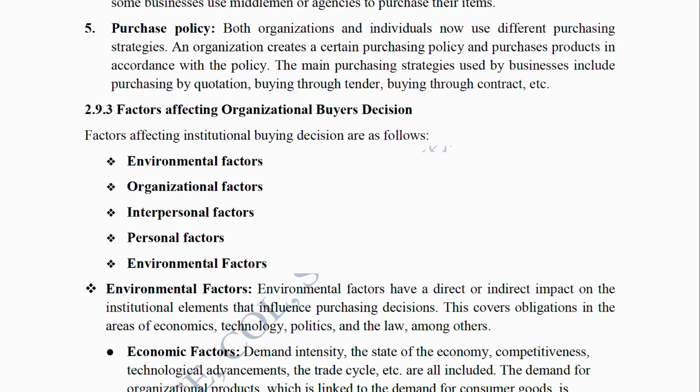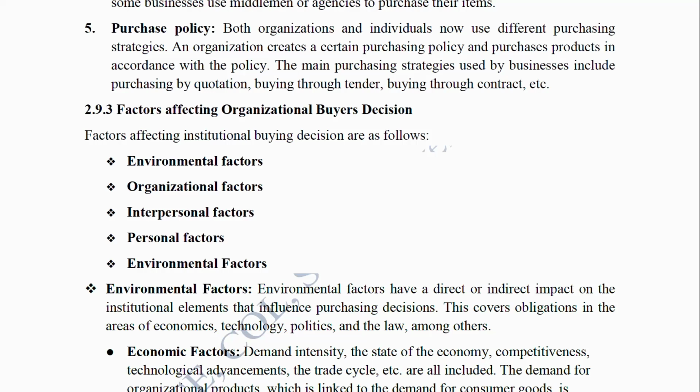2.9.3 Factors affecting organizational buyers' decision. Factors affecting institutional buying decision are as follows: environmental factors, organizational factors, interpersonal factors, personal factors.